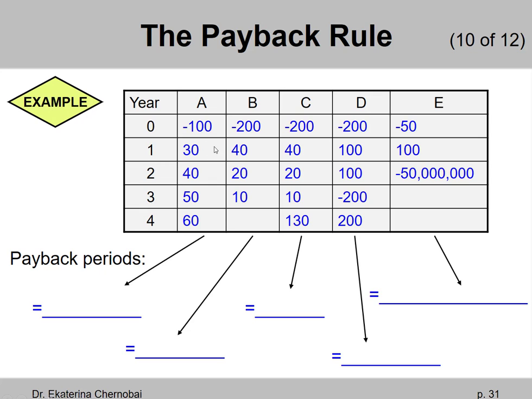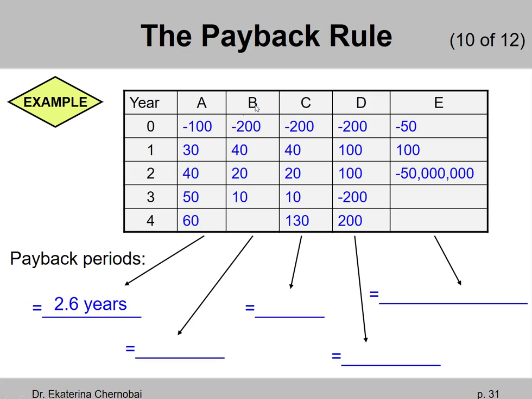What's the payback period? After the first year, we have recovered 30. After the second year, 30 plus 40 equals 70. So we need 30 more, and that's going to be a fraction of the third year. To be precise, it will take you 2.6 years to recover your $100. What about Project B? What's the payback period for Project B?